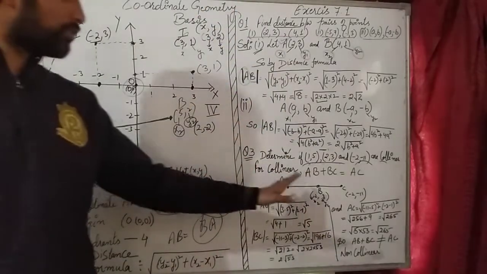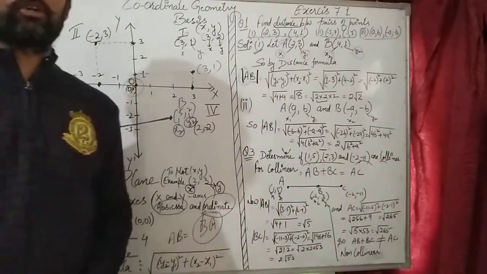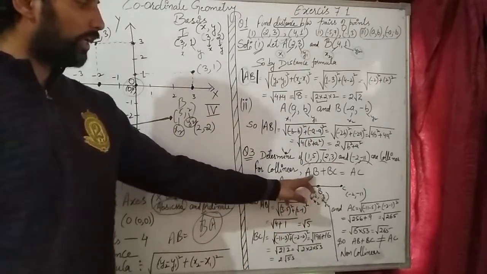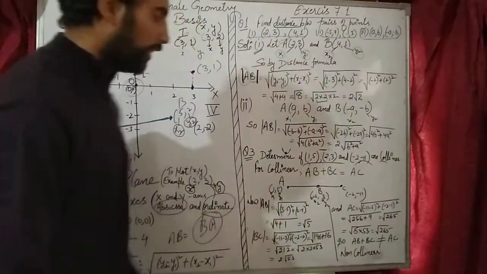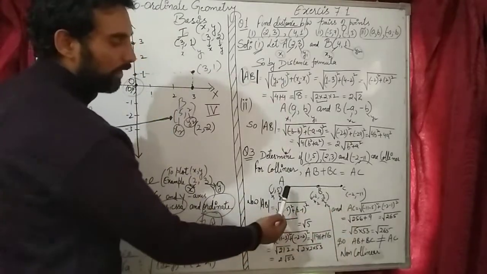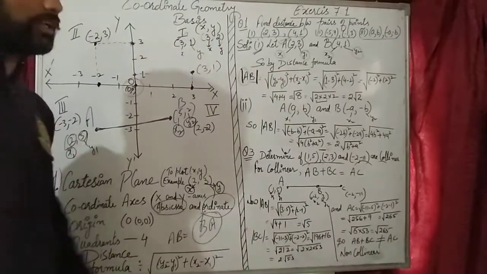Now the third question is different. Determine whether these 3 points are collinear or not. When the points are collinear, this is the condition: AB plus BC is equal to AC. So I draw a line ABC and write down some points. It means when the distance AB plus the distance BC is equal to the distance AC, then the points are collinear.